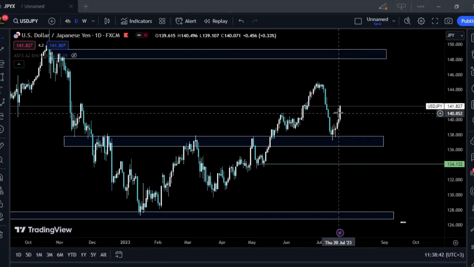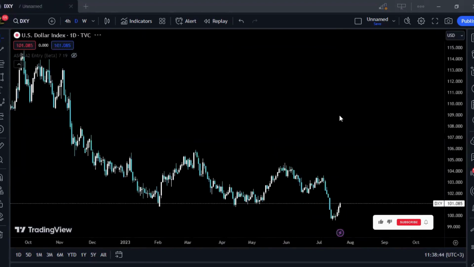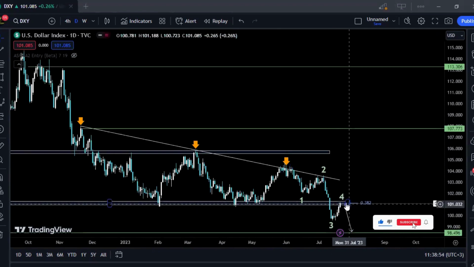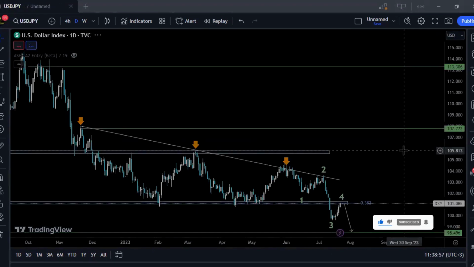prices on the DXY have broken below this structure. That was an anticipation happening if prices bounced off this support. So since prices have broken below here, we are going to be looking for sells rather than buying.